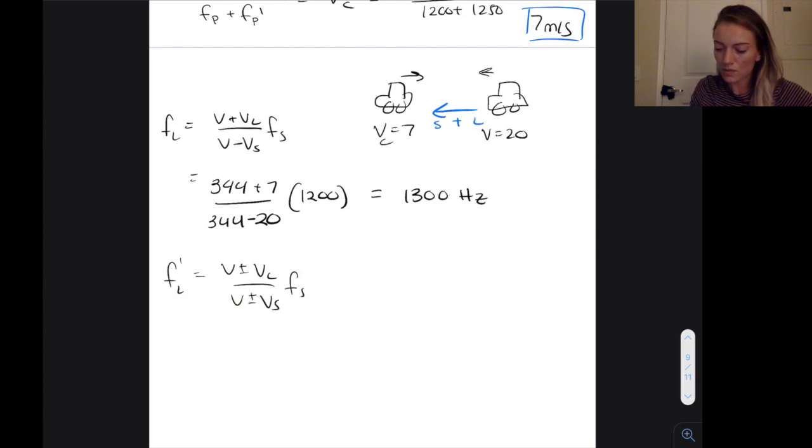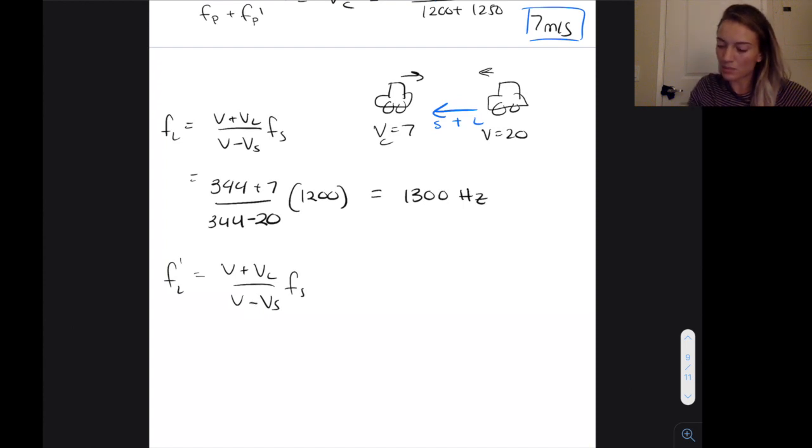Our listener is the cop car, and he's moving in the positive direction, so this stays positive. And now the source, which is bouncing that frequency back, is moving in the negative direction, right? Because he's moving from source to listener, that's the negative direction, so this gets a negative.